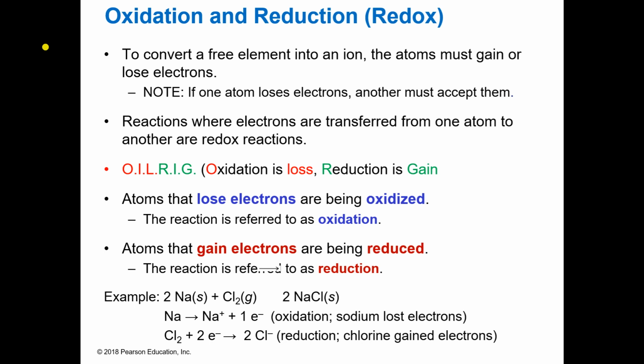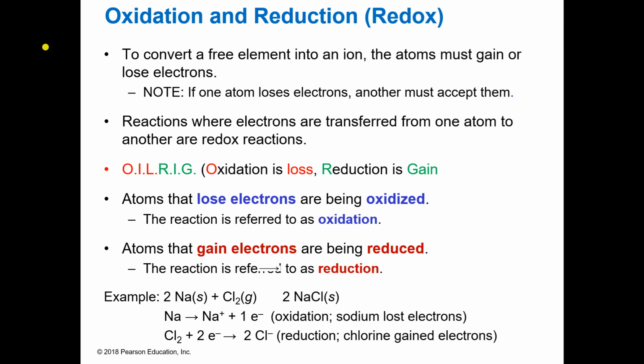So oxidation is loss, reduction is gain. It's a loss and gain of electrons. If a gain and loss of electrons, or a transfer of electrons, is not occurring, then the reaction has not occurred. We can say that it is no reaction.